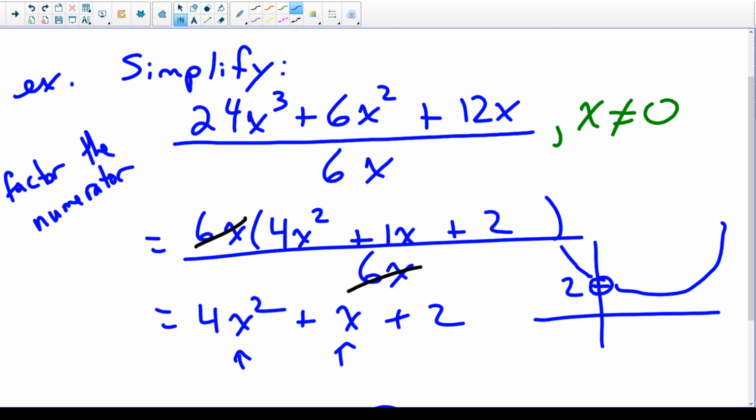I did 4 times 2 is 8. Two numbers that multiply to 8 and add to 1. Okay, I'm not sure if there's complex roots or not. I'm assuming there might be, but I'd have to actually check with the discriminant. Which, yes, there'd definitely be complex roots. But it's a smile shape because the leading coefficient is positive.